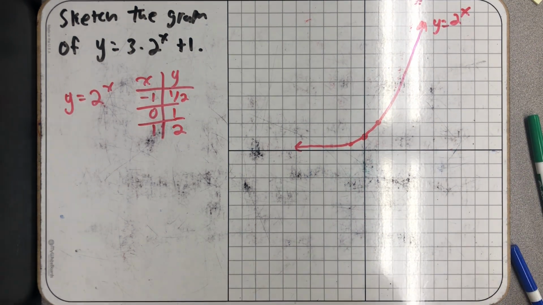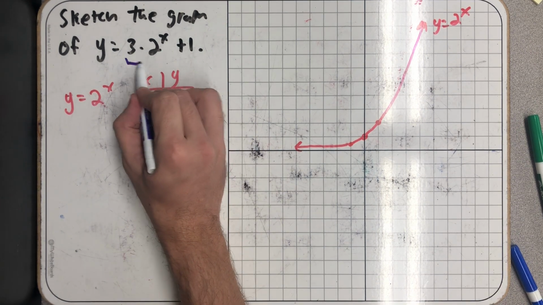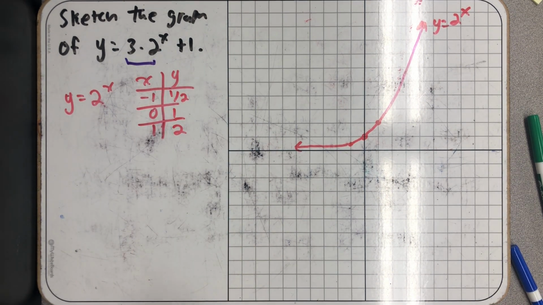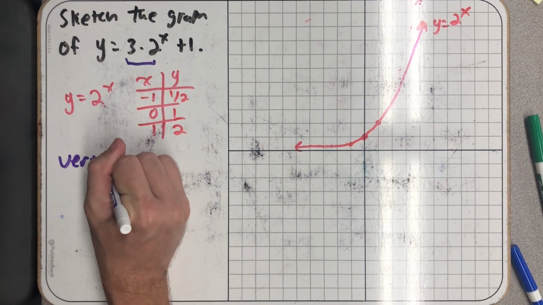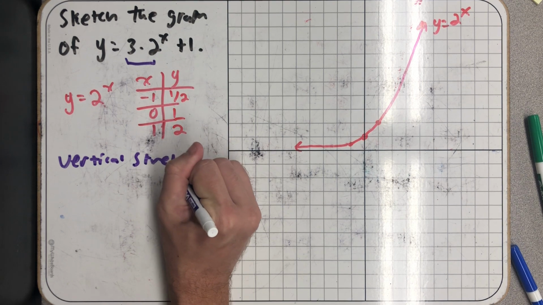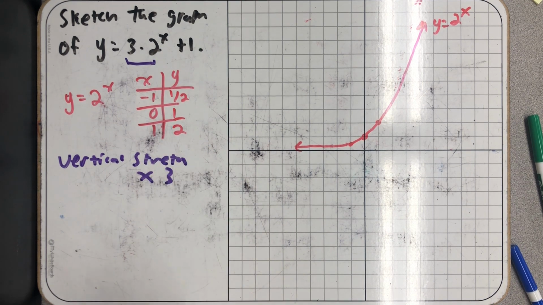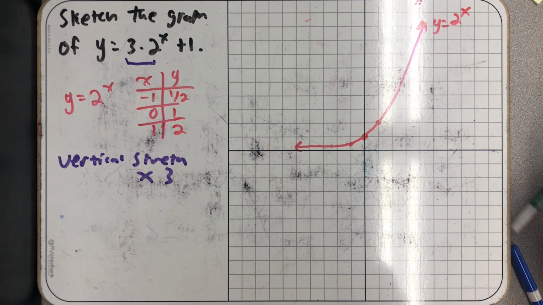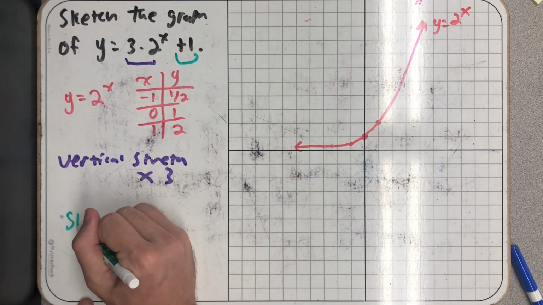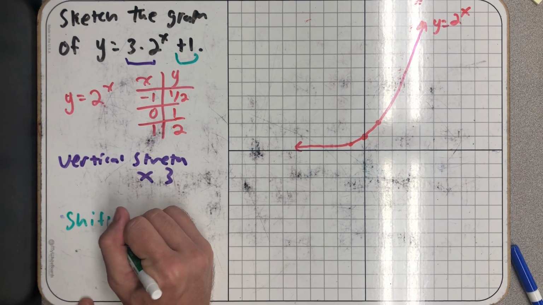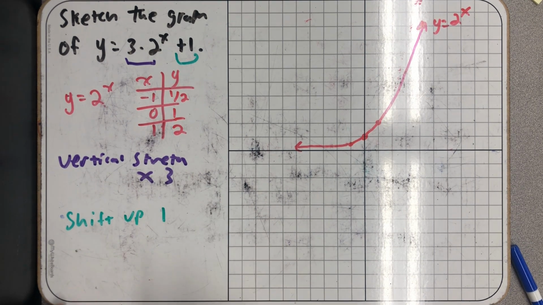If we think about our transformations of functions, I first see a vertical stretch by a factor of 3 because of that 3 times my parent function. And then I see that plus 1 on the end, that's going to be a vertical shift up 1 unit. All right, and that's the order I need to do these things in, right? I need to stretch it vertically by a factor of 3 and then finally shift it up once.